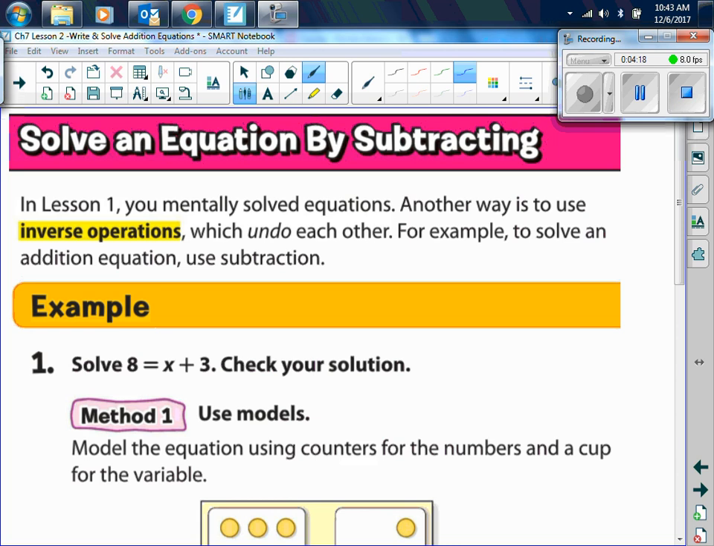So now we're going to solve an equation by subtracting, which is what I showed you on the warm-up. So make sure you write your heading. We are going to solve an equation by subtracting. Okay? Now, one way to solve an equation is by using inverse operations, which are operations that undo each other. Okay? So, or they're the opposite of each other. So the inverse or the opposite of addition is subtraction. And that's what we're doing today. We are solving addition problems by using subtraction.